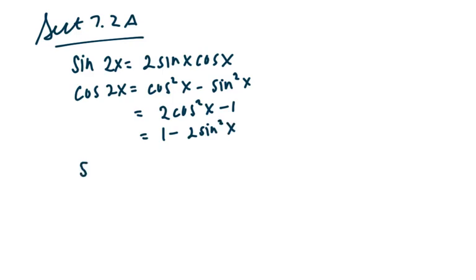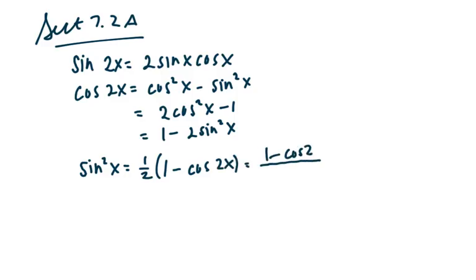Two more that are really important. Sine squared x: you can't just integrate sine squared x because it's parentheses sine x squared. So we use 1/2 parentheses 1 minus cosine 2x. Now, if you look at a trig book, they're going to call it 1 minus cosine 2x all over 2. The parentheses form that we have here is a little easier. And then cosine squared x is 1/2 times 1 plus cosine 2x. Those are the identities that I would say are used the most in these sections.